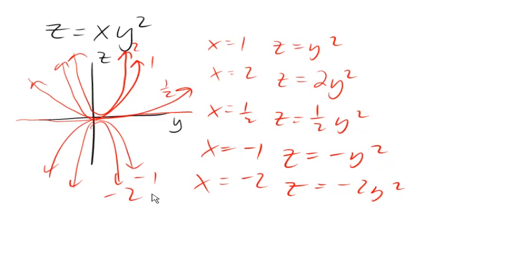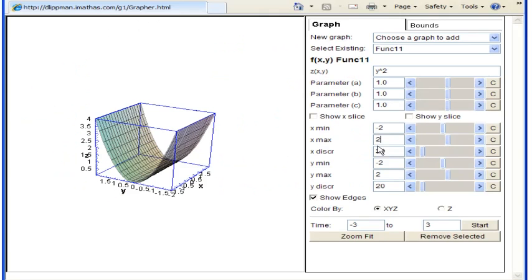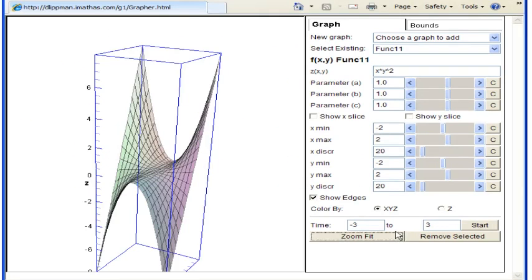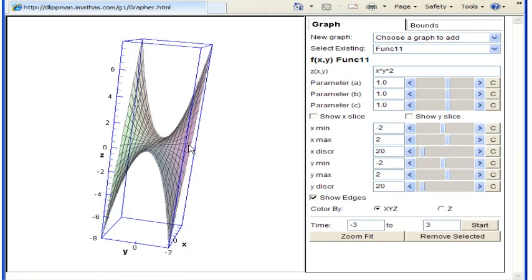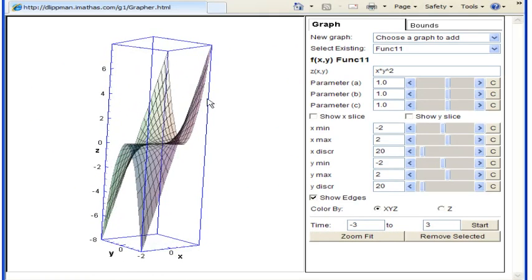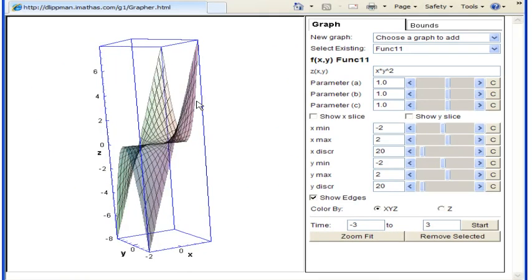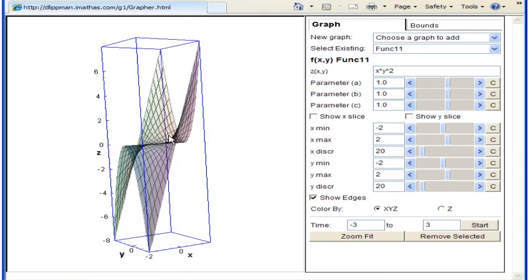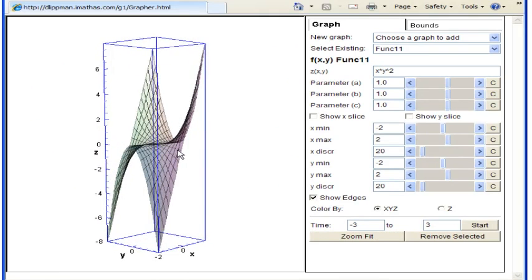So let's see what that actually looks like here. So here's our basic parabolic cylinder. Now let's try stretching it by x. And you'll see that when x is either large positive or large negative, we're getting a very large stretch of those parabolas. If x is closer to 0, we're getting something much flatter.